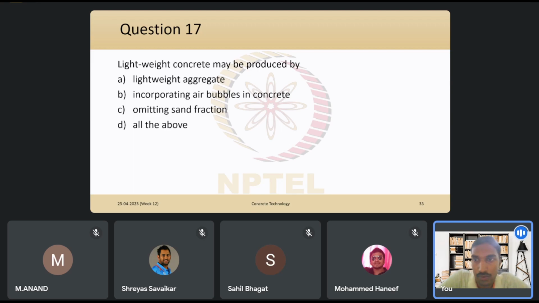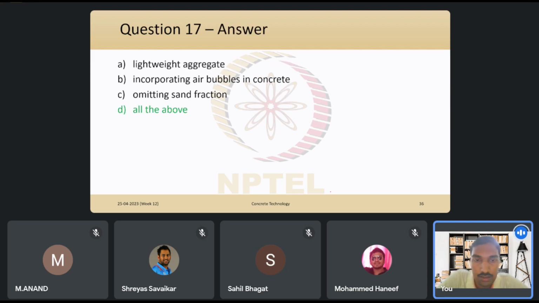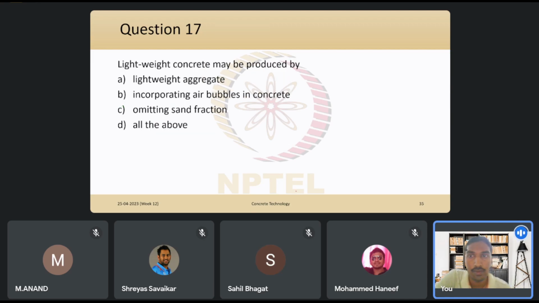Okay, we have all four votes for option D, all the above. So the right option is also option D. It is all the above. So all the three given options are perfectly valid when you want to create lightweight concrete. So one is like having lightweight aggregates. So definitely it will help you in producing lightweight concrete.